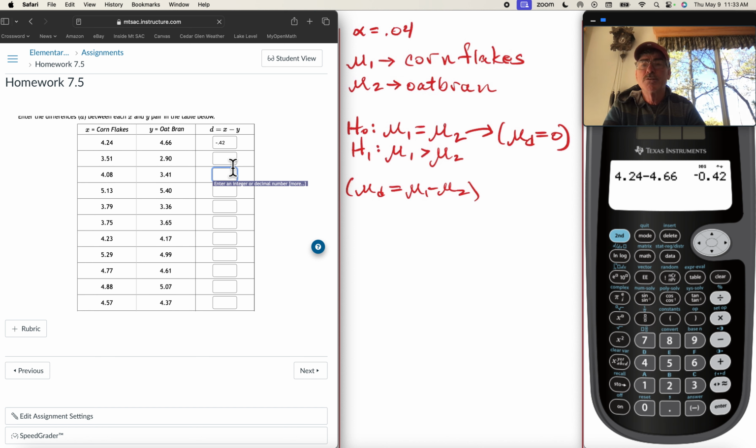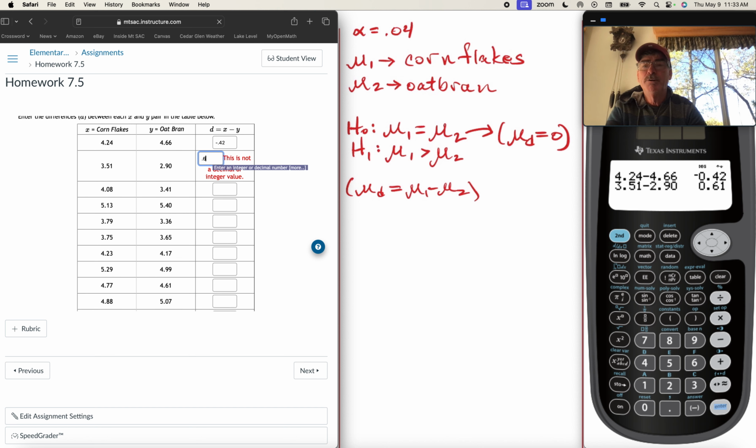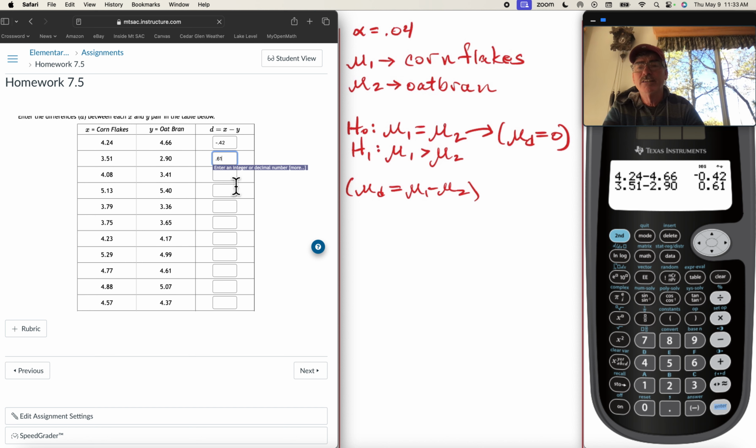Okay, so then the next one, we're going to do 3.51 minus 2.90. So here we get positive 0.61. And I'm not going to type all these in. I've already done these in advance. So let me just look at this. I've got the rest of them. I took a picture of them. So I'm just going to put these in.